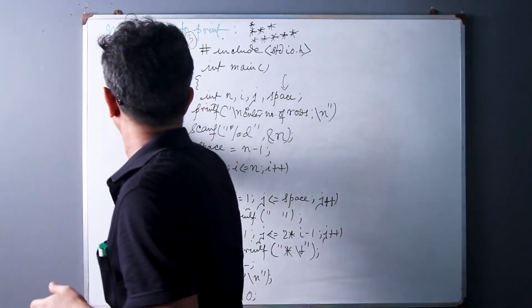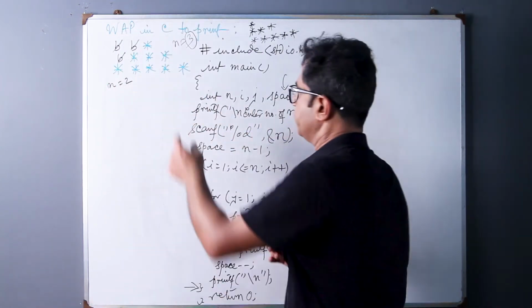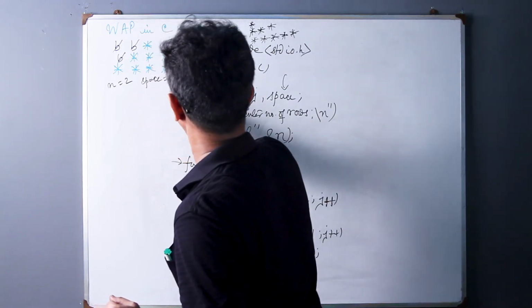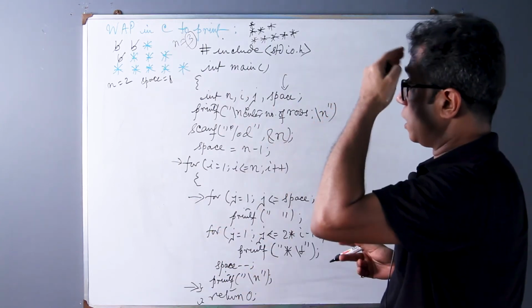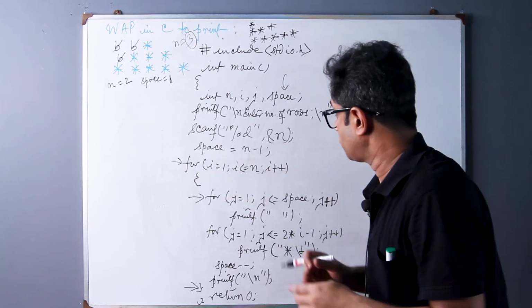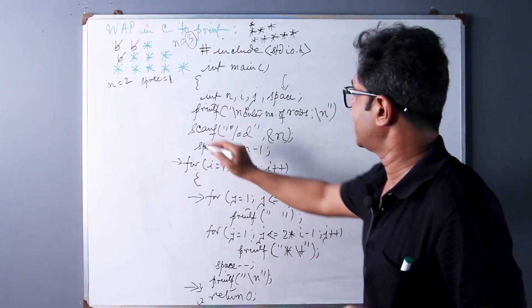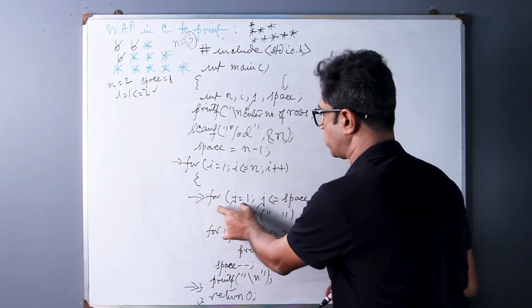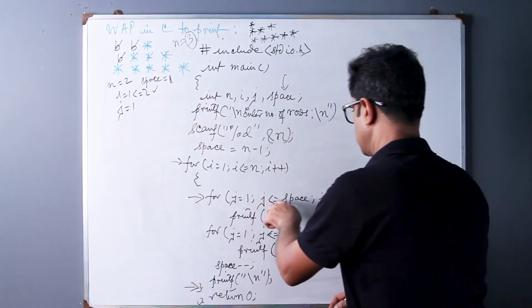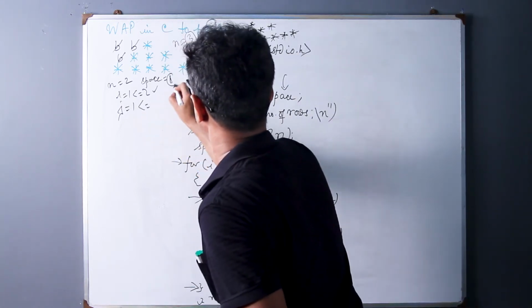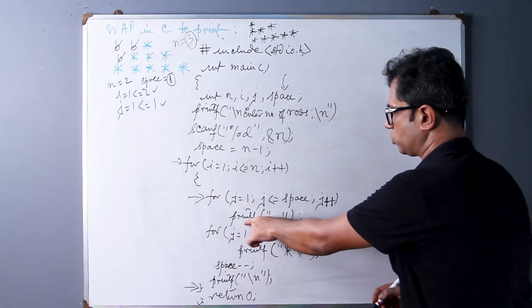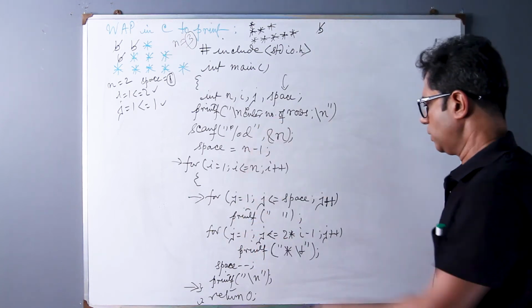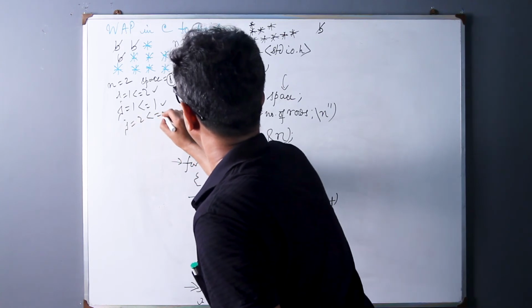Let us take this situation, let n is equal to 2. Then space will be initialized to 1. The iteration part of the program will start from here, with i equal to 1, i less than or equal to 2, perfect. We come to this portion, j is equal to 1, j less than or equal to space. Space value is 1, so it is fine. We come to the next line and print a blank. Now we increment j. j becomes 2, which is definitely not less than or equal to 1.